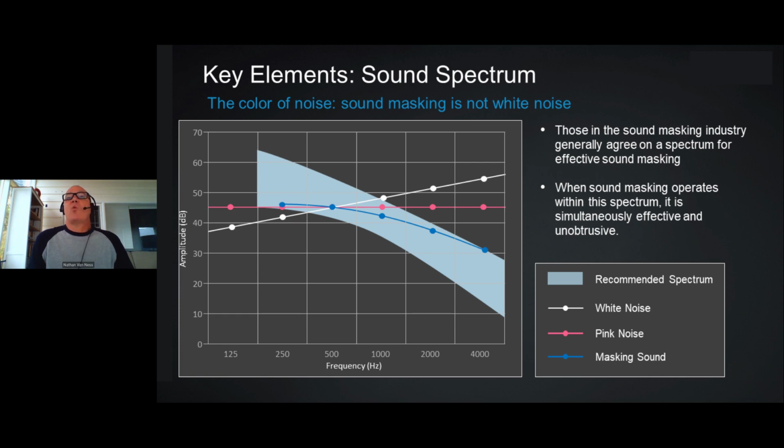So what I'd like you to take away from this slide is that sound masking noise is a very specific type of noise that acoustical engineers created for the purpose of speech privacy. It's related to white noise and pink noise, but there is a clear distinction between the mathematical definition of those and sound masking.